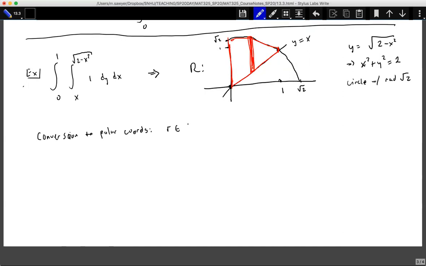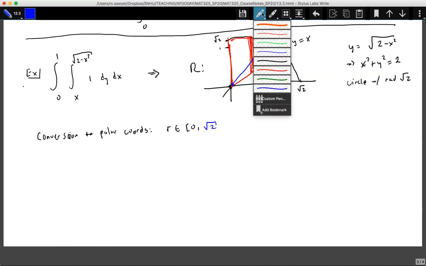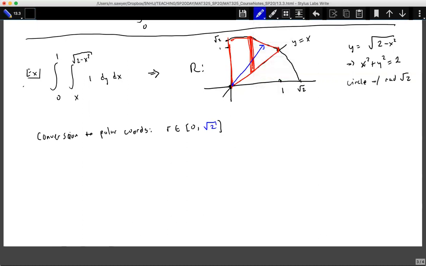Our radius here starts at 0 because we have our ray, a typical ray, starting at the origin. As we extend our ray out from the origin, we also know we're on the edge of a circle with radius square root of 2. So as we sweep through the circle, we always go out to square root of 2. So our maximum radius is square root of 2.